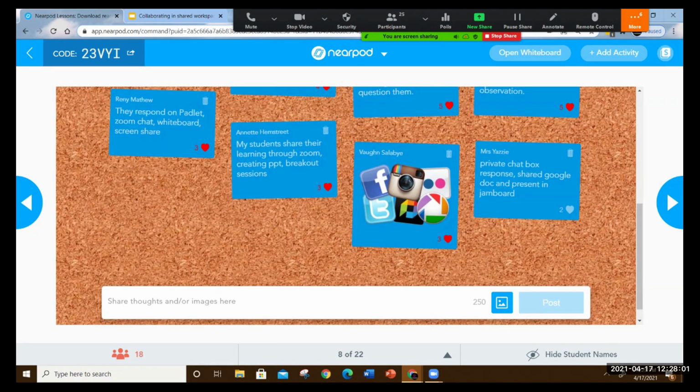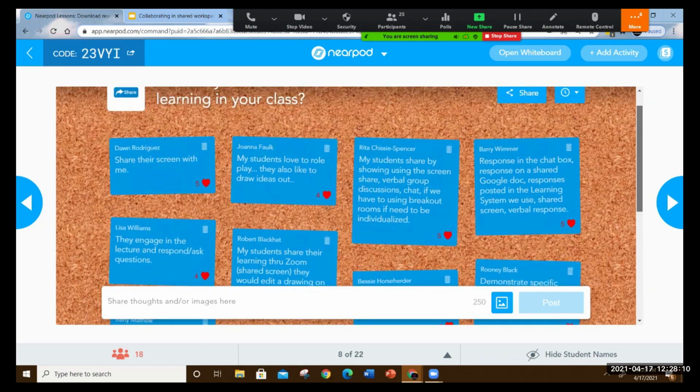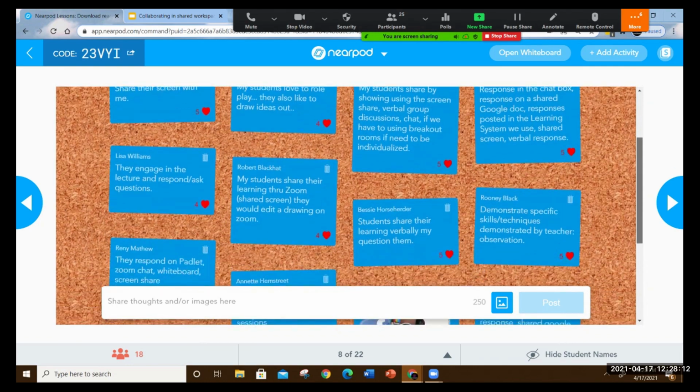Creating PowerPoints. I love it, Annette. Private chat box. Jamboard. I love that Mrs. Yazzie is using Jamboard. That's a fantastic tool.